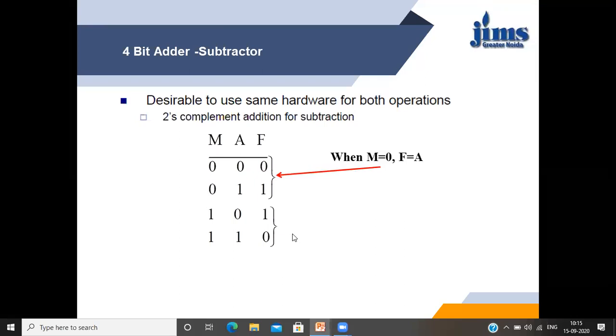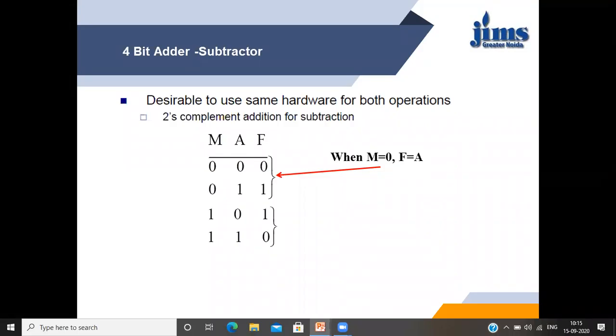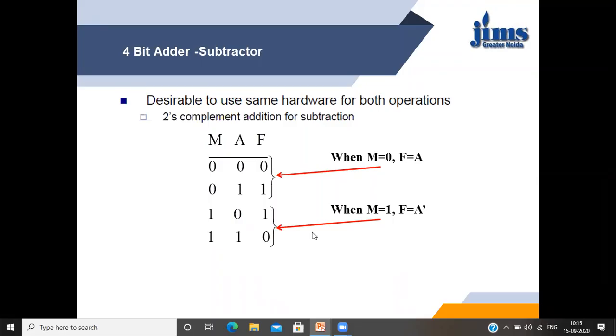So I can summarize it like this: if I say that M is a controlling input of the logic, if M equals 0, then F equals A. In both cases where M equals 0, F equals A: 0 to 0, 1 to 1. On the other hand, when M equals 1, in these two cases, F equals A bar. When A was 0, F is 1. When A is 1, F is 0.